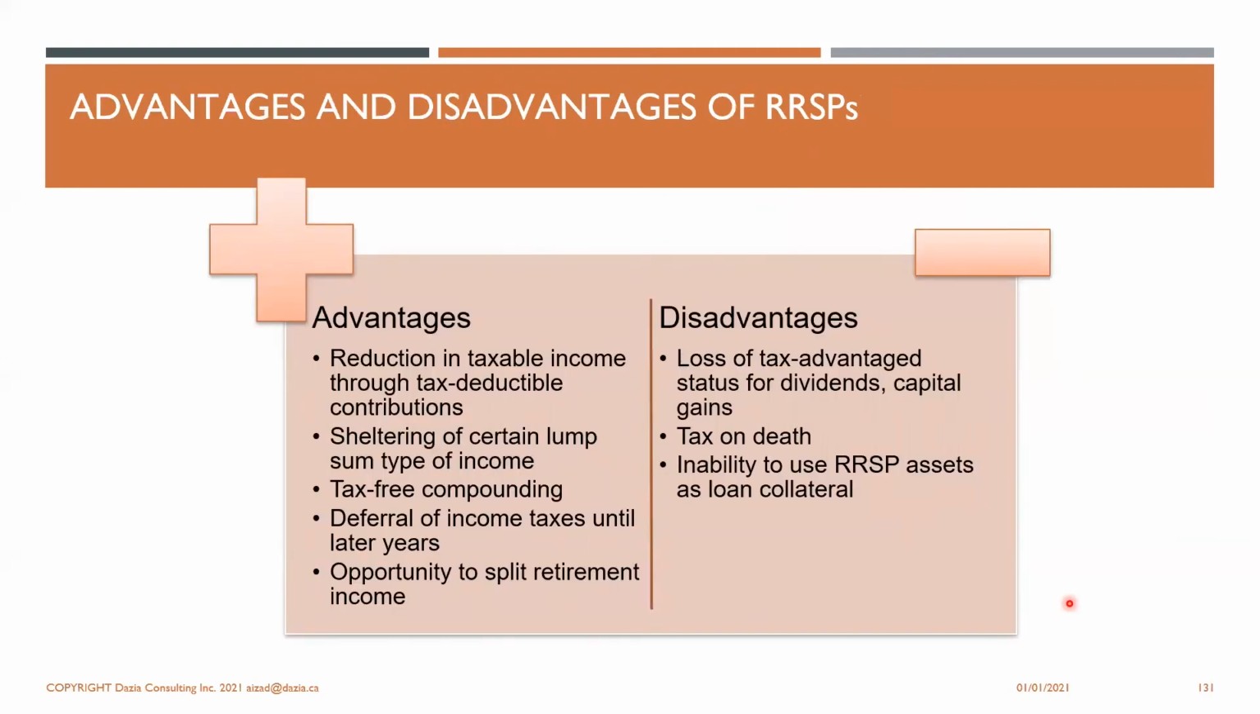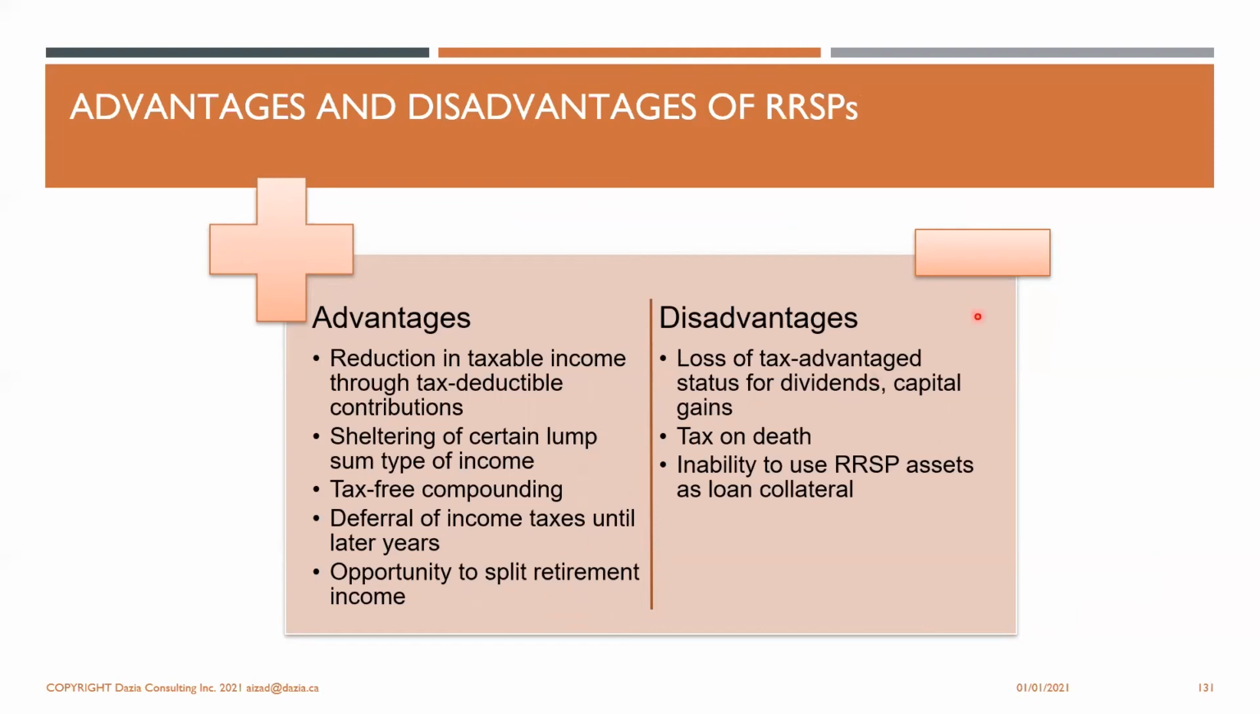So the advantages we mentioned already: you can reduce your taxable income directly right away. You can shelter the income with it. There are no taxes on the growth. Tax-free compounding is there. You can defer the income taxes until later years. And there's an opportunity to split the retirement income.